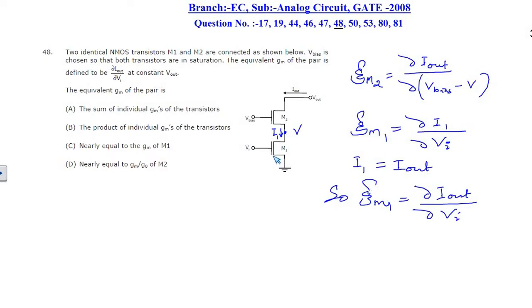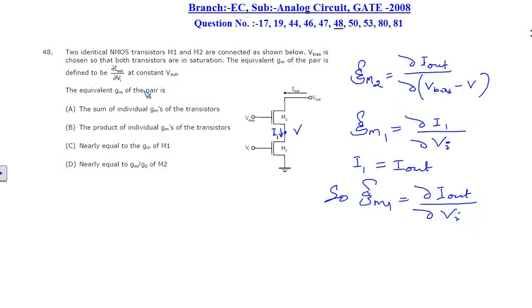Similarly, if we find out the transconductance of M1 transistor, it will be the differentiation of I1, that is the current flowing through M1 transistor, with respect to the VGS of M1. VGS of M1 is nothing but Vi minus 0. So the transconductance of M1 transistor will be equal to del I1 by del Vi. As M1 and M2 are in series, the I output current is the same as the I1 current. So if we replace this I1 with I out, then GM1 will be given by del of I output divided by del of Vi.